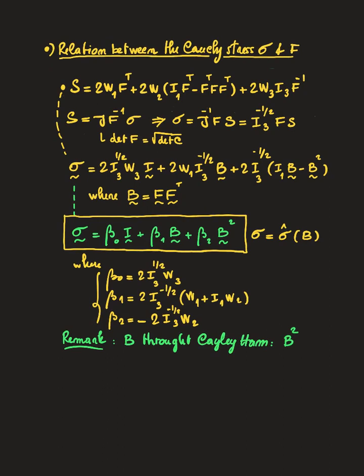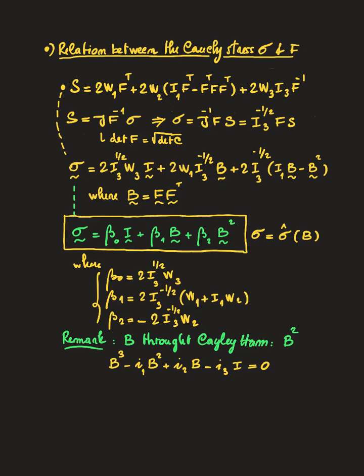If you want to see that, it's rather easy, because if, for example, you write the Cayley-Hamilton theorem for B, this would give you that B has to satisfy B cubed minus the first invariant of B times B squared, plus the second invariant of B times B, minus the third invariant of B times identity. And from this expression, you pre-multiply everything, you compose this expression with B minus 1.